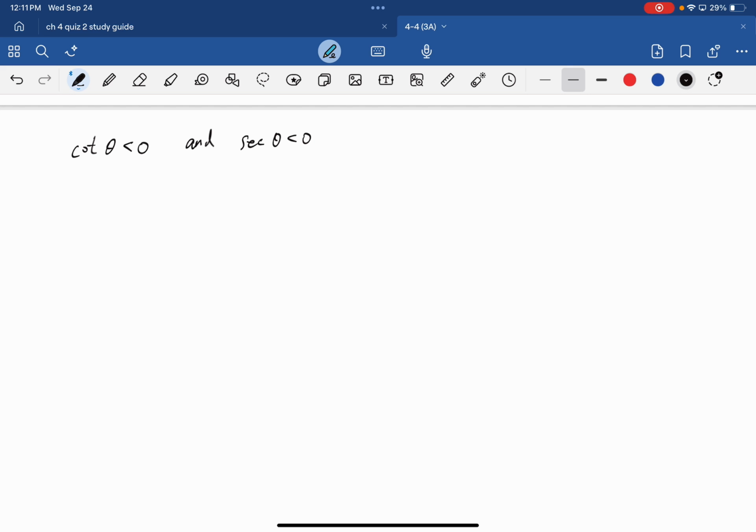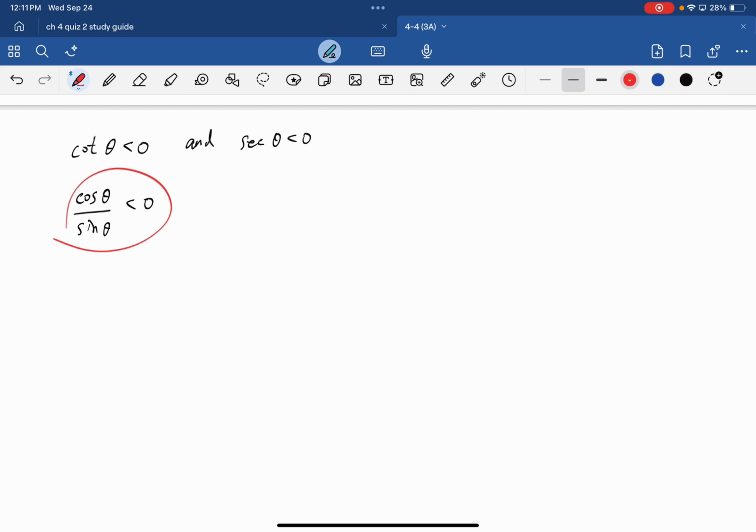Two. Yes, after 20 seconds. Because I thought cotangent would have swapped it. All right, cotangent is cosine over sine, right? So that means that cosine and sine must have opposite signs. One must be negative and the other must be positive.